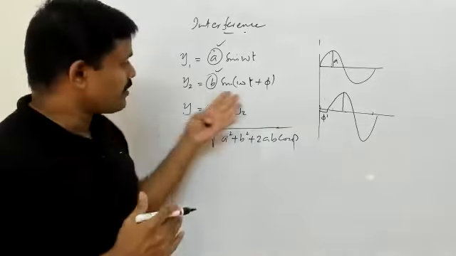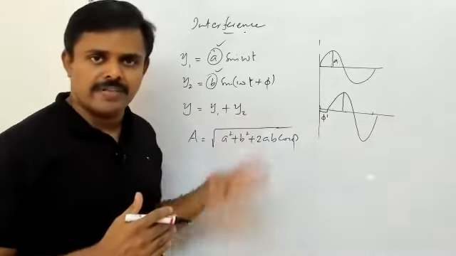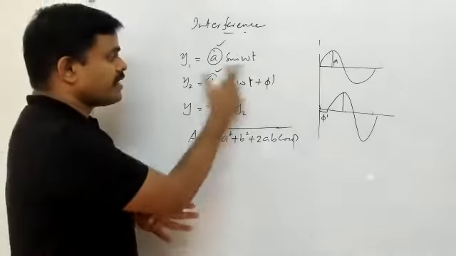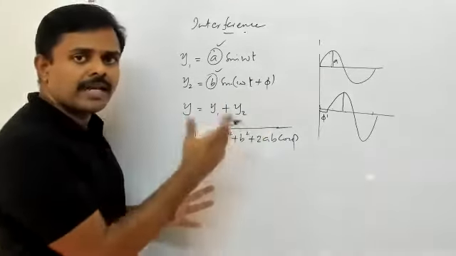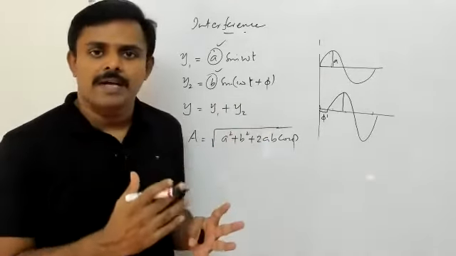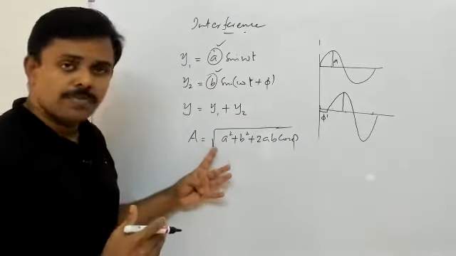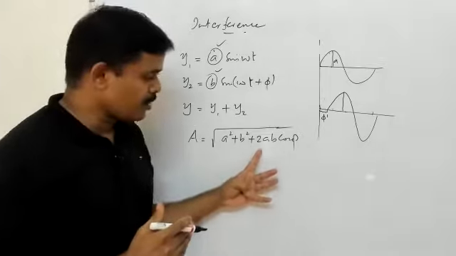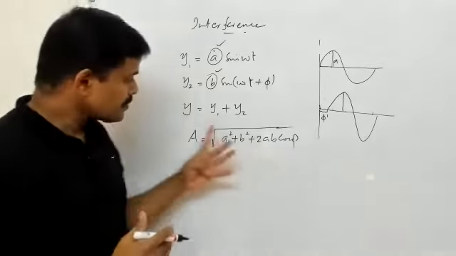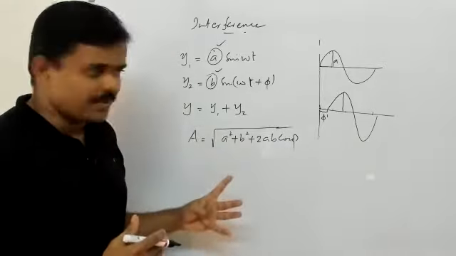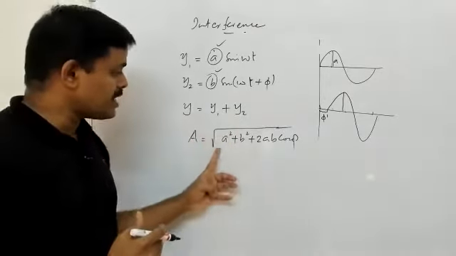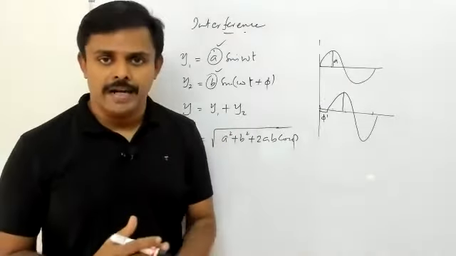So these are to be treated like vectors. Understood? This is like a vector, and this one is also like a vector. So when you add them up, you have to use the parallelogram law of vector addition. It is root of P² + Q² + 2PQ cos θ. So the resultant amplitude is given by the root of A² + B² + 2AB cos φ.